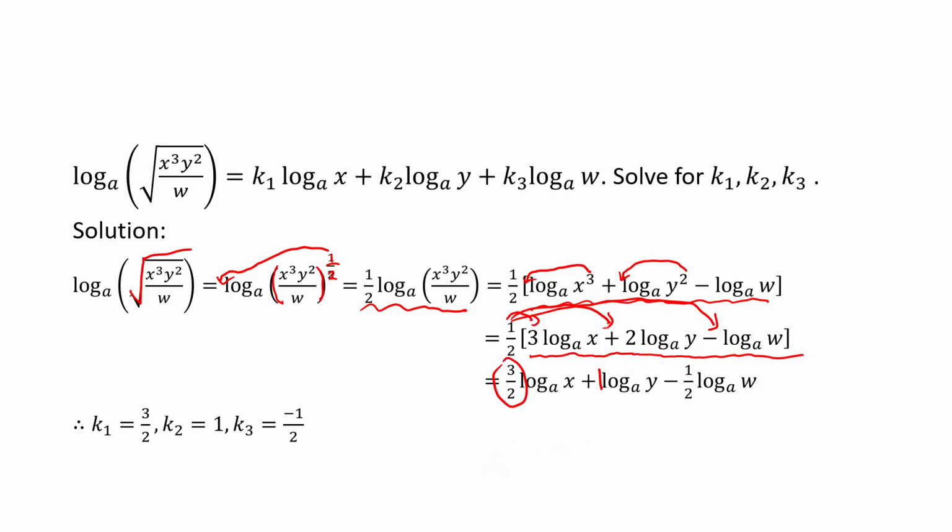And so we're able to say, instead of k1 log base a of x, that k1 is 3/2. Instead of k2 log base a of y, we're able to say k2 equals 1. And where we see k3 log base a of w, we're able to say that k3 must be equal to -1/2.